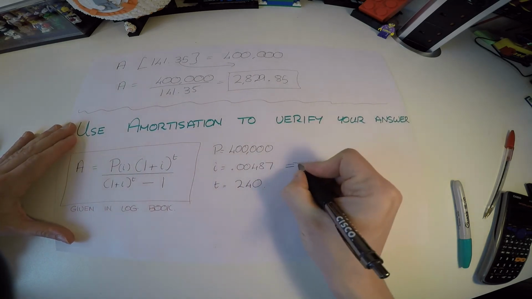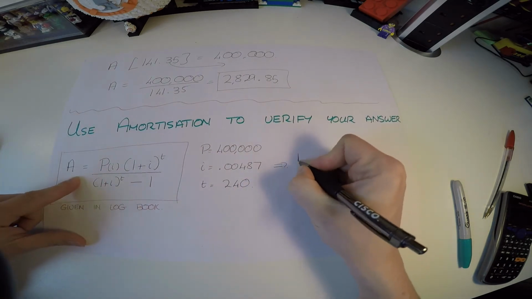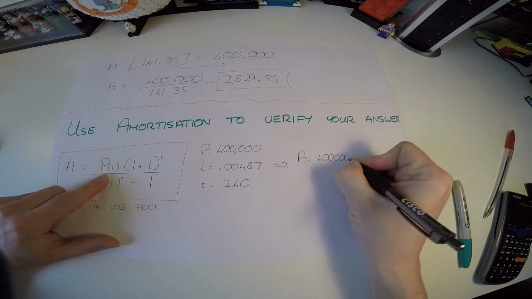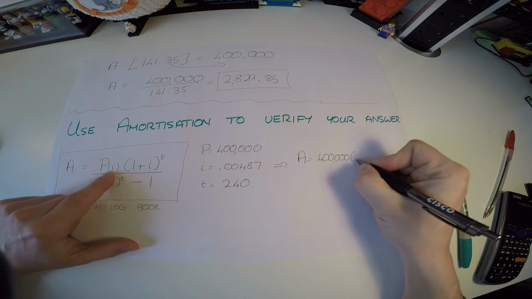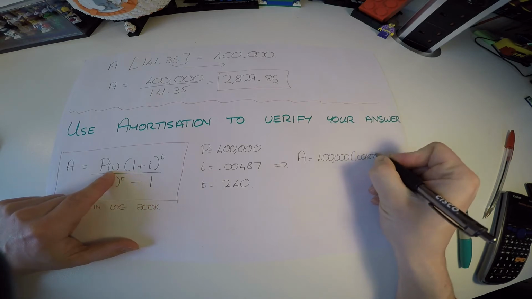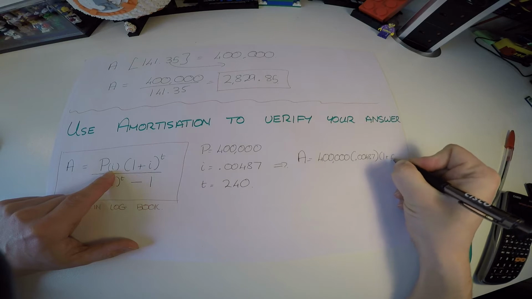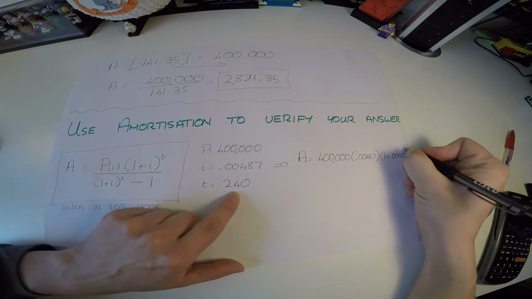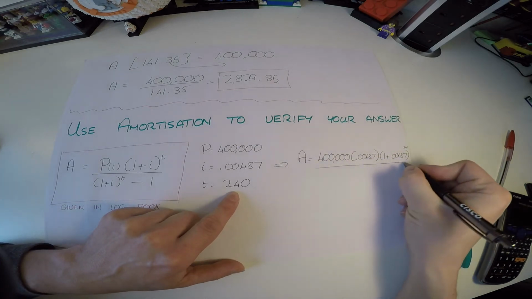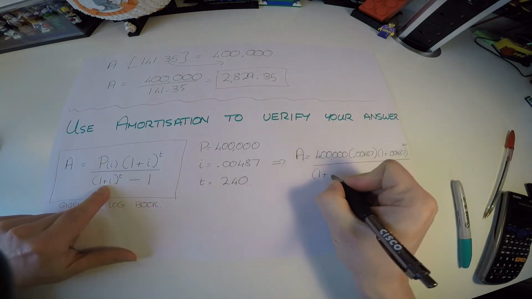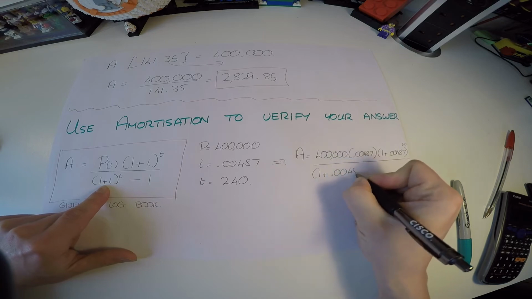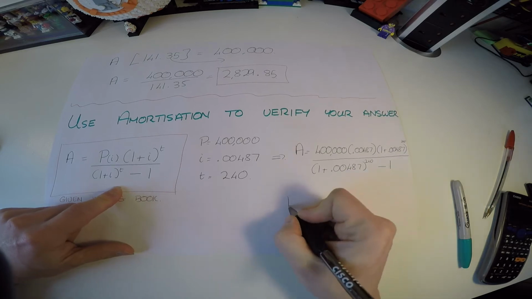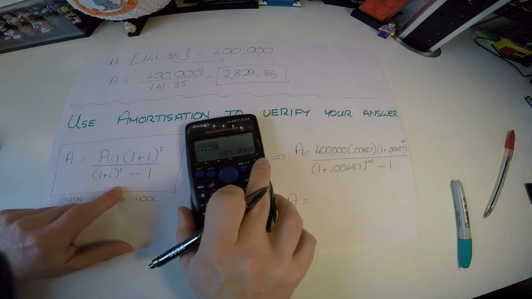So what does that tell us? Well, A, which is going to be the payment amount, is going to be equal to P, that's 400,000, times the rate of interest, which is 0.00487, times 1 plus 0.00487, to the time now, which is going to be 240, all over 1 plus 0.00487 to the time, which is 240, minus 1. Let's go through that nice and slowly in our calculator.